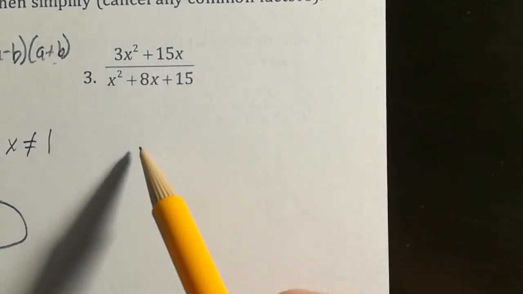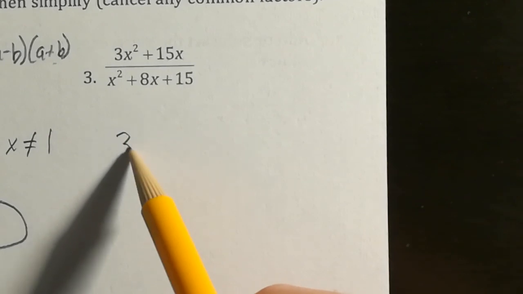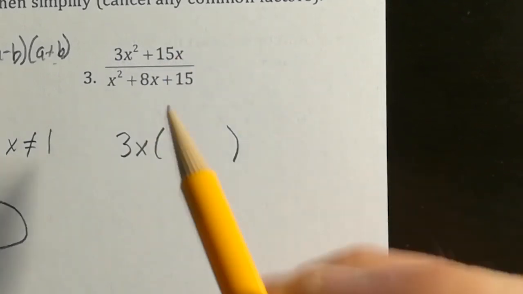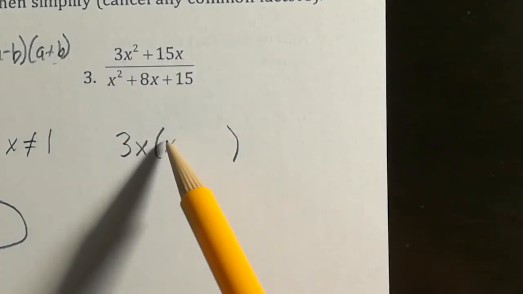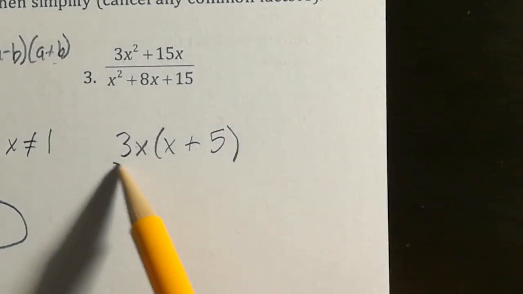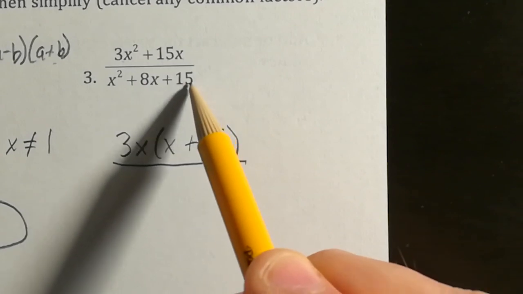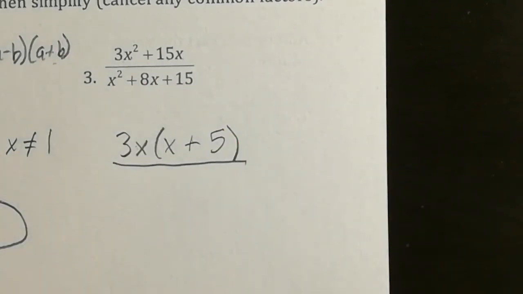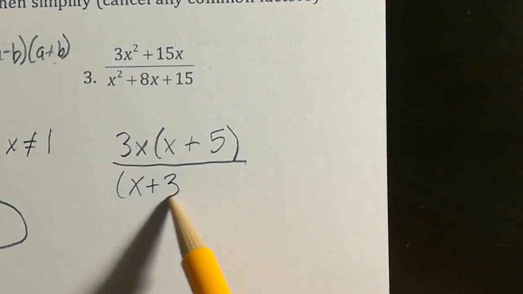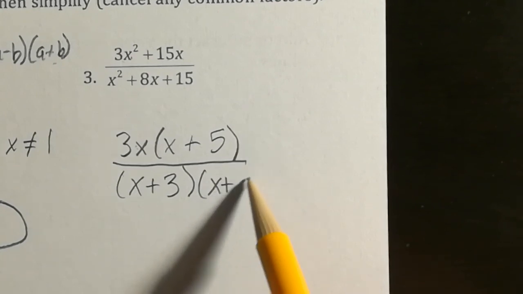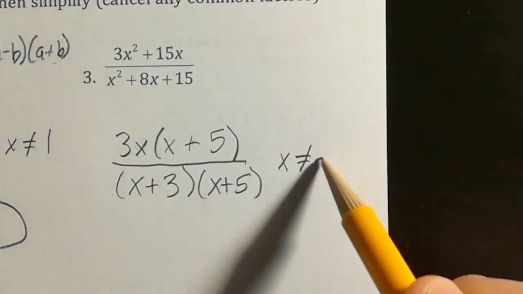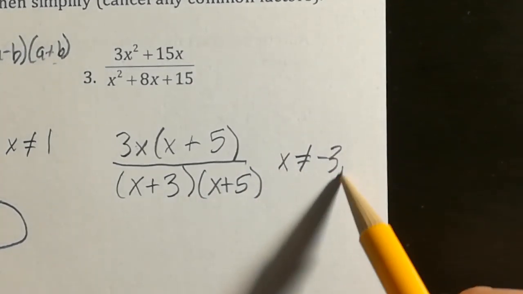So what we can do is rewrite the top. We can take out a 3, and we can take out an x. And then what are we left with here if we divide each of these by 3x? Well, 3x times x would give us the 3x squared. 3x times 5 would give us the 15x. And then in the denominator, this is a trinomial. 2 numbers that multiply to 15 and add to 8, well, that'd be 3 and 5. Okay. Identify those excluded values. It's going to be negative 3 and negative 5.